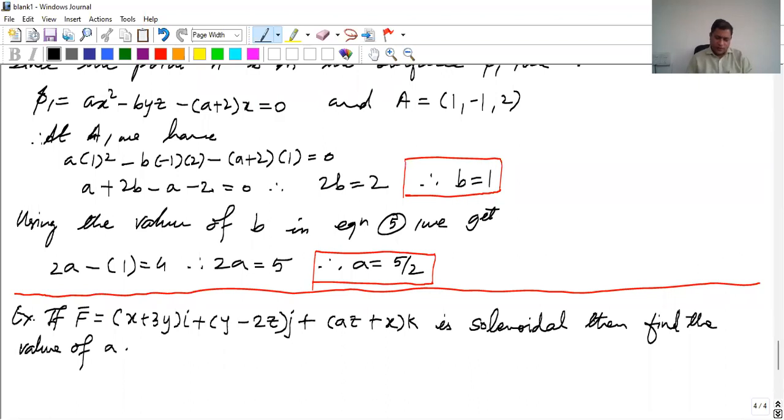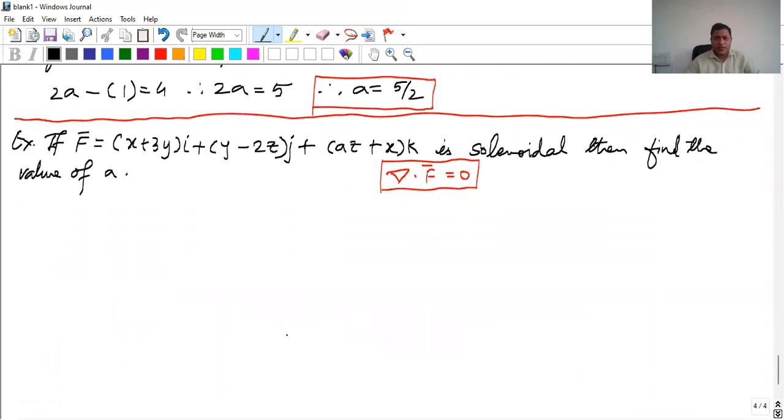So when we say a vector function is solenoidal, can we say the divergence of F bar is 0? Correct. So we have to use the condition that del dot F bar is going to be 0. If this condition is satisfied, then we say it is solenoidal. And here it is given that it is solenoidal, so this condition is satisfied, and hence, using this condition, we have to find the value of A.